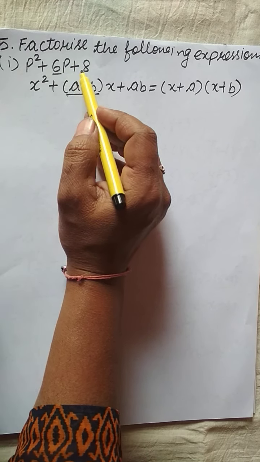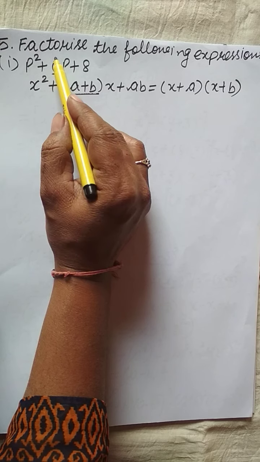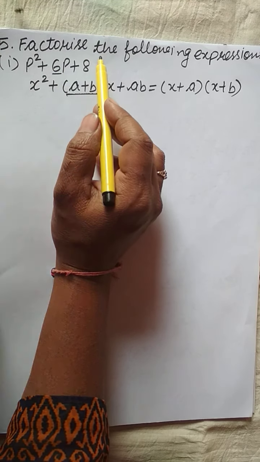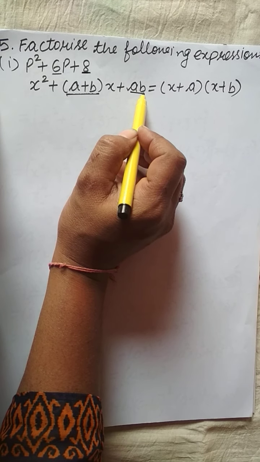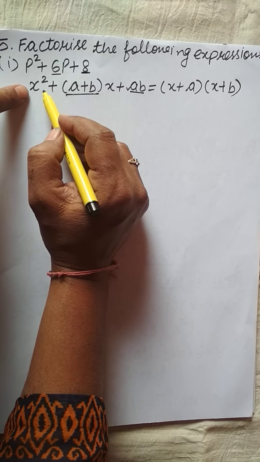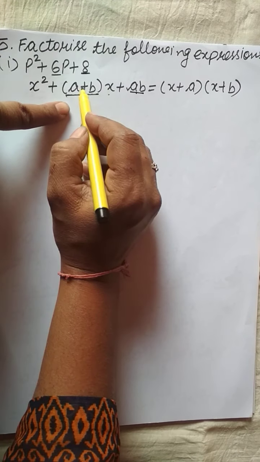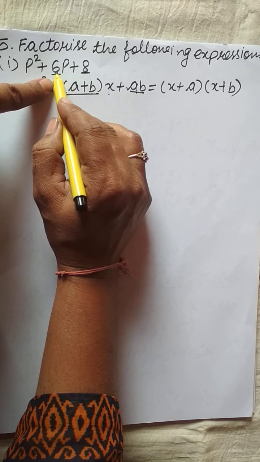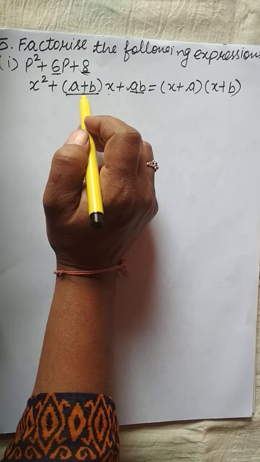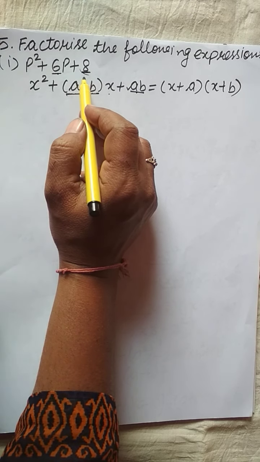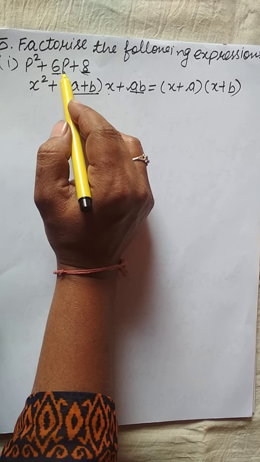If, as we are looking in this question, all the signs are positive, so of course the middle term will be the sum of the two terms. So this last term is the product of the two numbers, as we have written here x square plus a plus b into x plus ab. And this 6 we will express as the sum of two numbers, and this 8 we will express as the product of two numbers. Here we will find out those two numbers whose product is 8 and the sum is 6.